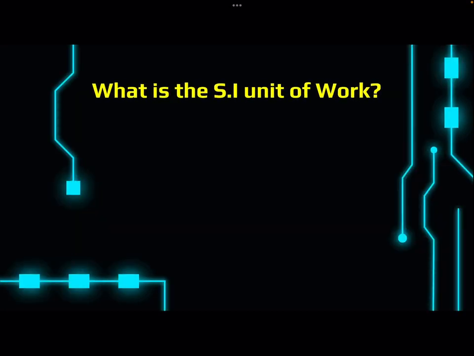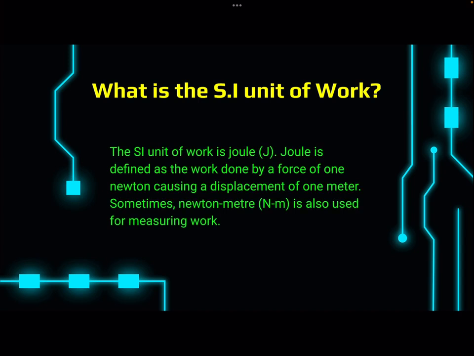What is the SI unit of work? The SI unit of work is joules. Joule is defined as the work done by a force of 1 newton causing a displacement of 1 meter. Sometimes newton times meter is also used for measuring work. So we can say there can be two SI units. We can use joules or newton times meter.